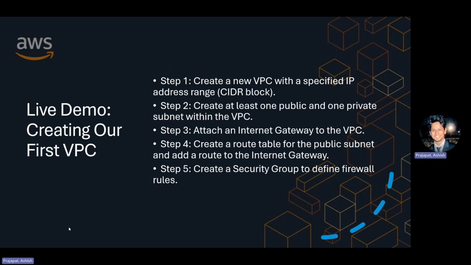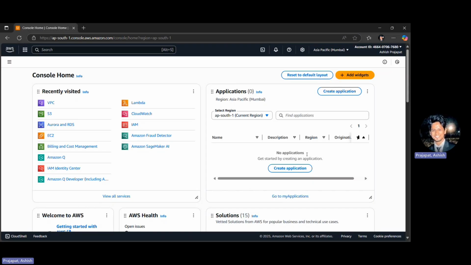Alright, let's jump into the console and build a VPC together. We will follow these 5 steps. I will walk you through creating the VPC itself, then we will set up our public and private subnet. We will attach the internet gateway, configure the route tables, and finally we will create a security group to protect your resources. So we are logged into the AWS Management Console.